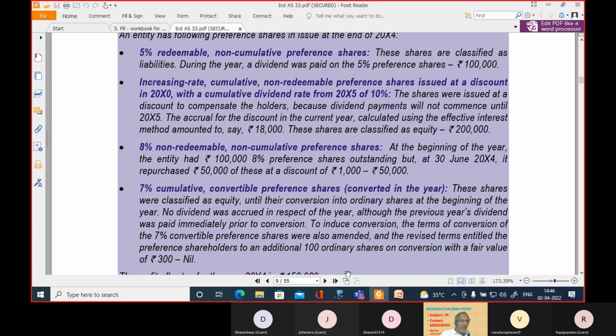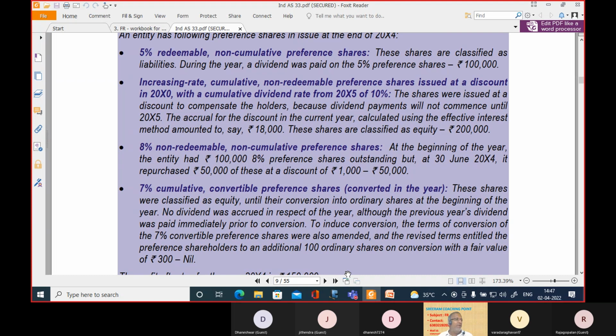Are you clear? Next one, 8% non-redeemable, non-cumulative preference shares. At the beginning of the year, the entity had 1 lakh 8% preference shares outstanding, but on 30th of June, it repurchased 50,000 of these at a discount of 1,000. What is the normal treatment expected when there is a repurchase of the preference shares that they have issued? The gain or the loss would not be taken to the profit and loss account because it is not a matter related to operations, it is a matter related to finance.